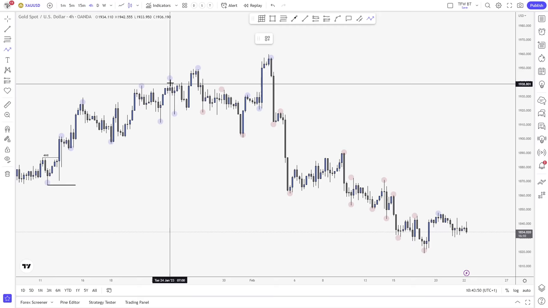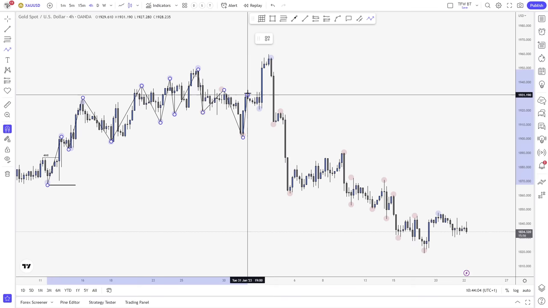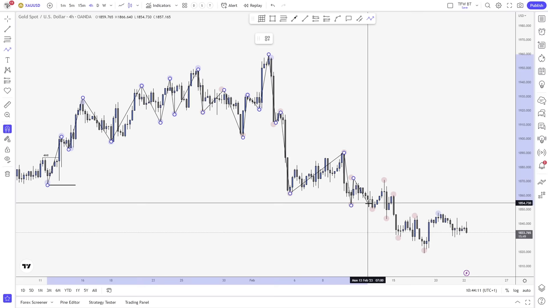Okay, so we start from here. Boom, boom, boom, boom. Boom. So what this does right now for you is it marks your 4-hourly major structure. Okay. So then you do this, right? I'm doing it way too much. You don't want to do it with so much price action.